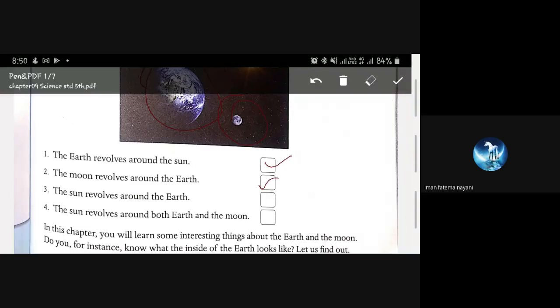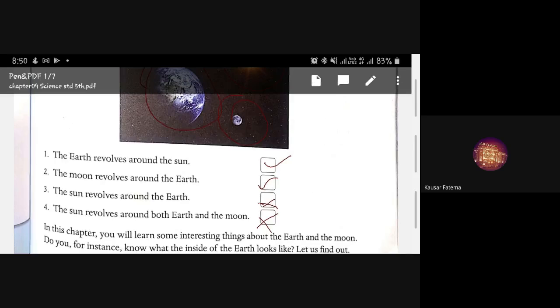It's true. Okay, now the sun revolves around the earth. False, sir. False. The sun revolves around the earth, the sun and moon. False. It's true. Why? In this chapter, no, the earth revolves around the sun.